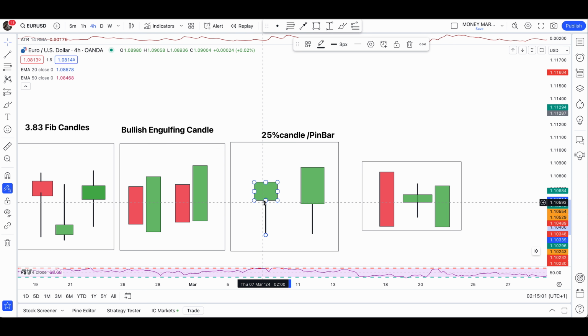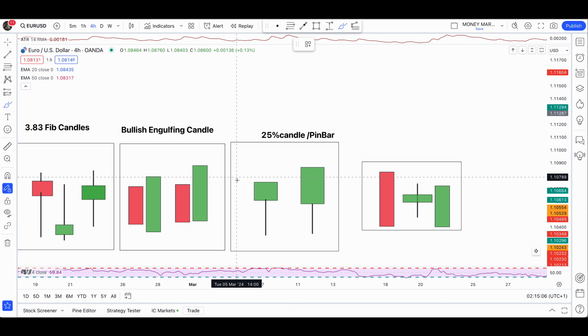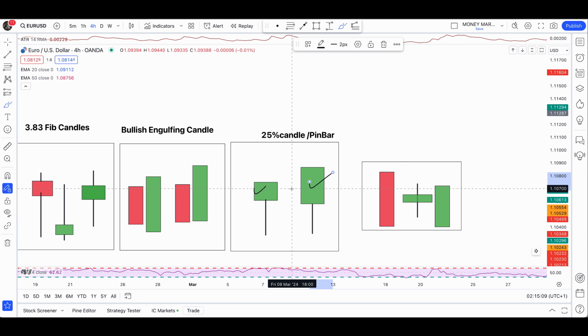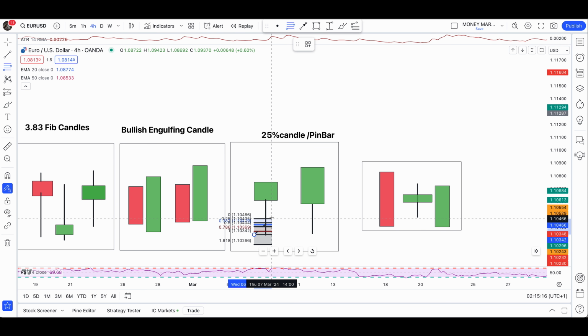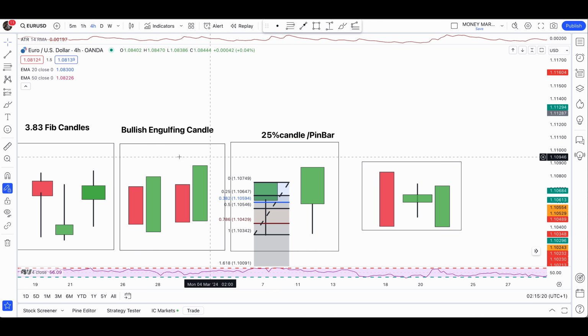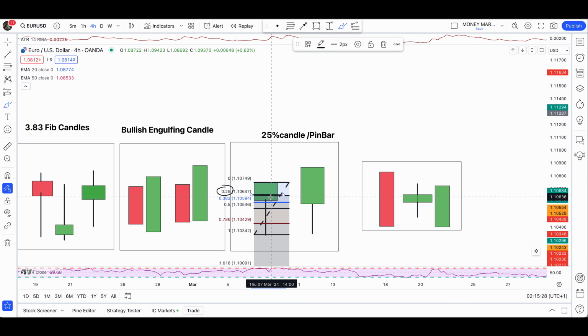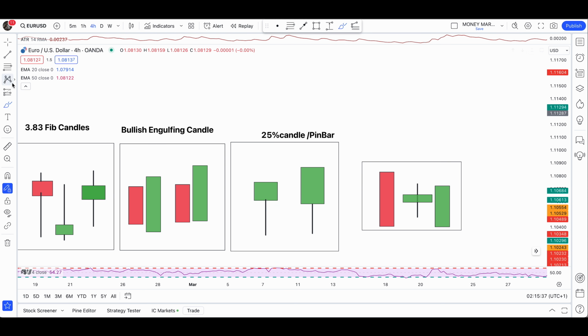Now for every candlestick pattern, like I said, we have an objective rule. In the market, you might have seen this and this candle. So this is valid, this is an invalid candle. Now using a Fibonacci tool from the bottom till the body right here, all we are looking at is the 25% extension. Now here we have 25% right at the body, which means it is a valid 25% candle.